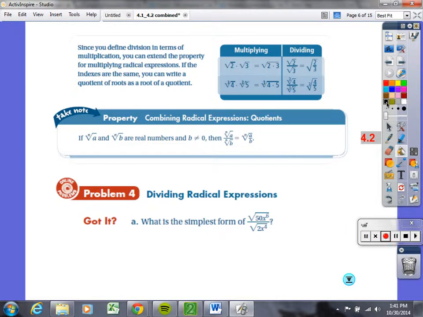This page basically talks about how root 2 over root 3 is equivalent to root 2 divided by 3. Now why is this helpful? Well, if you can reduce these numbers, you should be able to divide them just to reduce.